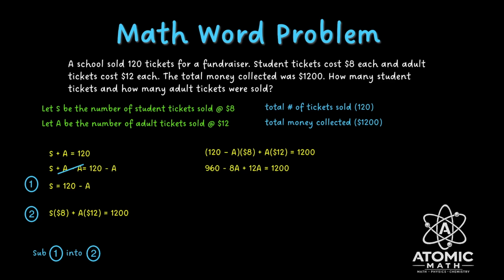So if we collect the like terms and move the 960 to the other side, we're going to have 4A equals 1,200 minus 960, which gives us 240. So we just need to divide that by 4. And now we know that we sold 60 adult tickets. We just take that value and sub that back into equation 1. And we know that the student tickets was 120 minus 60, which gives us 60. So we sold 60 adult tickets and 60 student tickets.